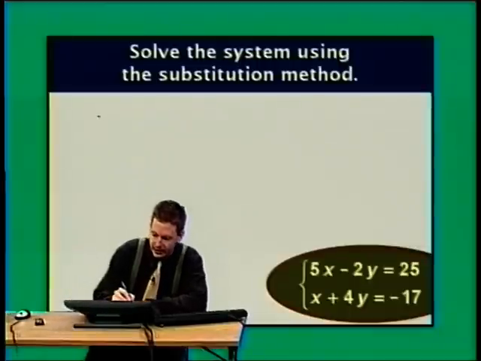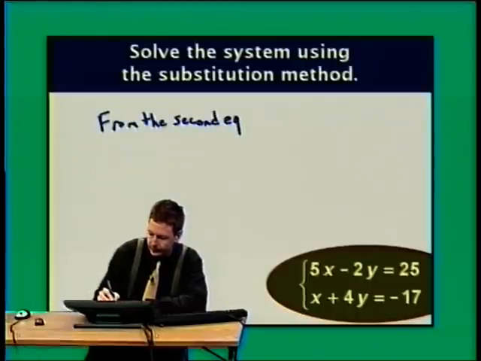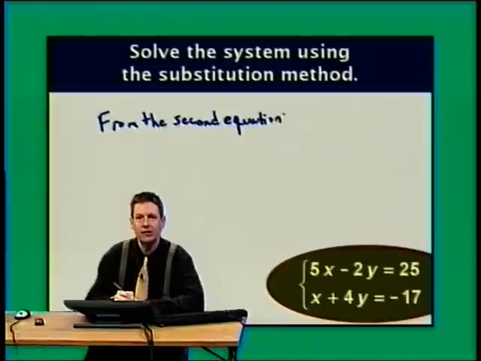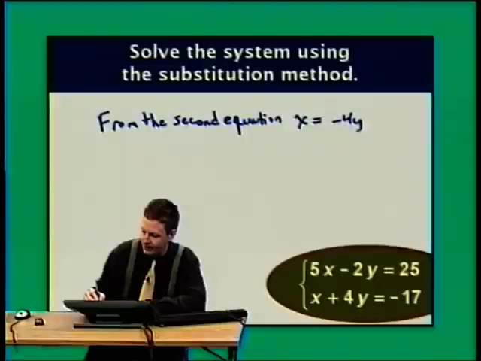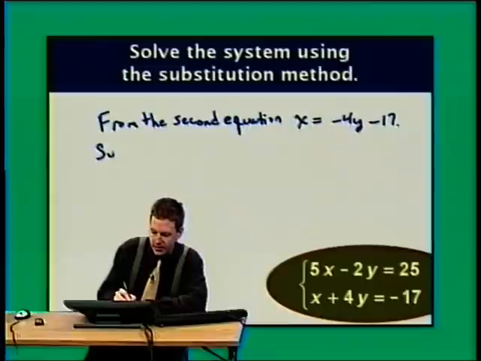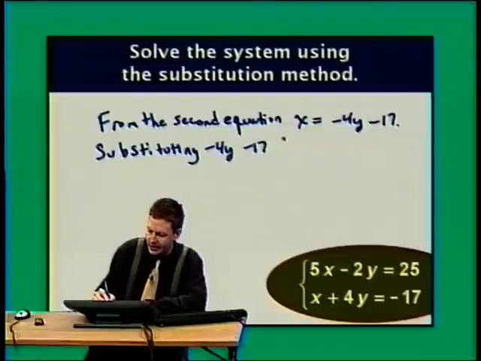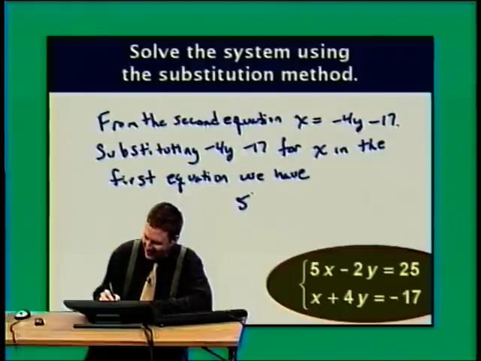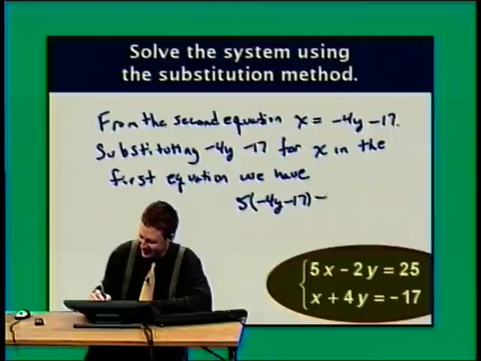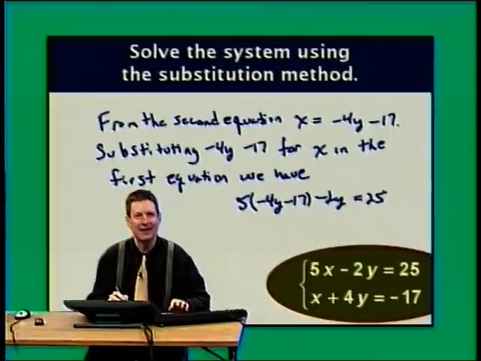So from the second equation, I can see that when I solve for x, I need to subtract 4y from both sides of the equation. So that's going to give me x equals negative 4y minus 17. So substituting negative 4y minus 17 for x in the first equation, we have 5 times (negative 4y minus 17) minus 2y equals 25.